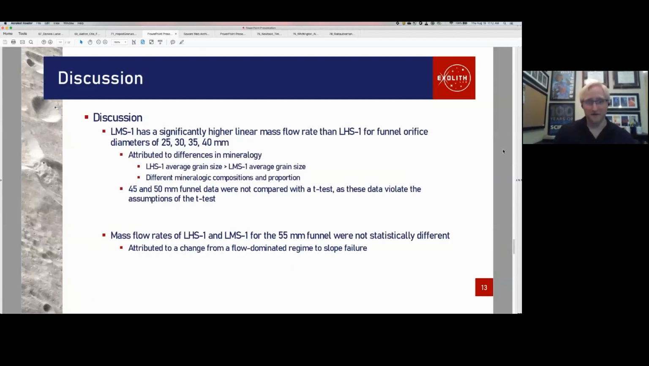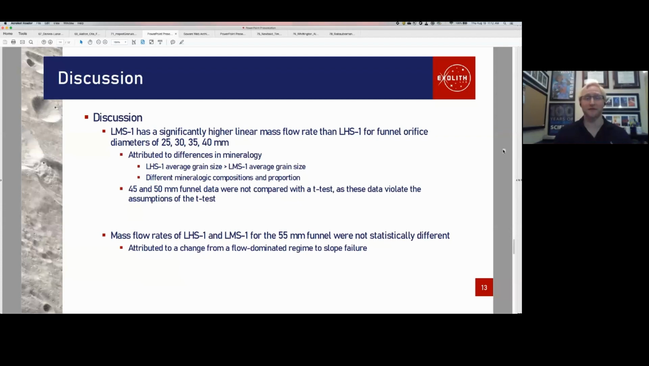So, what does this all mean? What have we learned here today? We saw that LMS1 has a significantly higher mass flow rate than LHS1 for funnel outlet diameters of 25 to 40 millimeters. And we attribute this to differences in mineralogy in terms of both composition and grain geometry. Also remember that LMS1 has a smaller mean and median particle size, so that could be an additional factor contributing to this, as well as differing mineralogy.